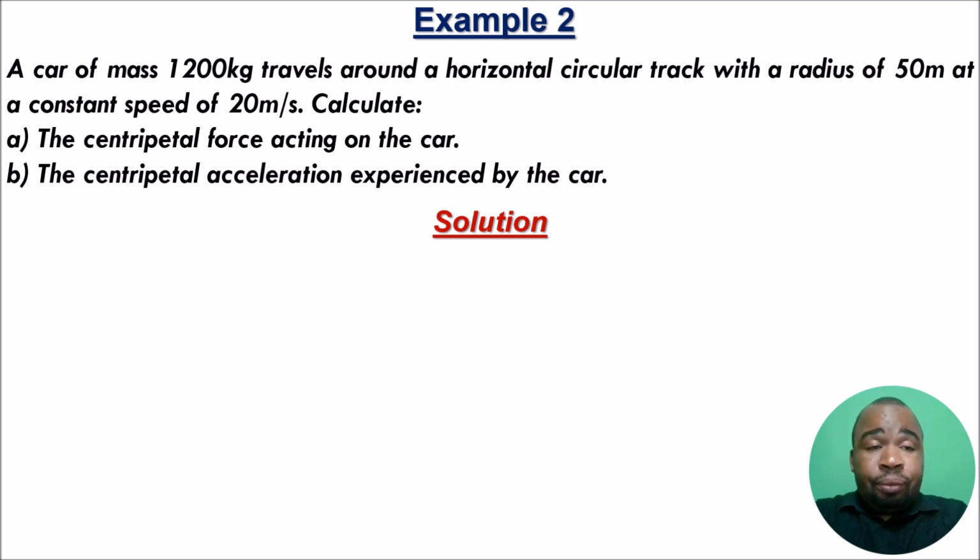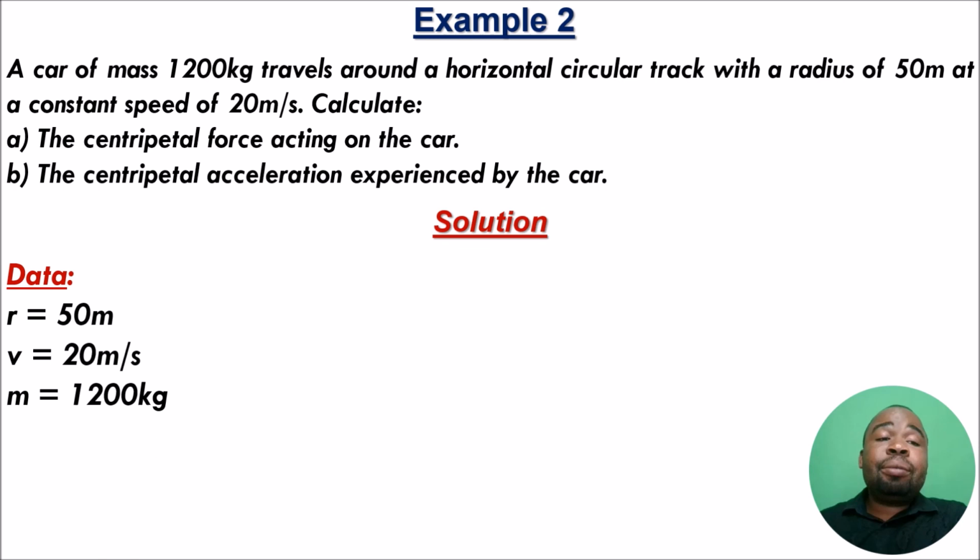You are welcome. Now let's get into the solution to this question. A car of mass 1,200 kilograms travels around a horizontal track with a radius of 50 meters at a constant speed of 20 meters per second. Calculate the centripetal force acting upon the car. And part B requires us to calculate the centripetal acceleration experienced by the car. This is the opposite to the question we've just done.